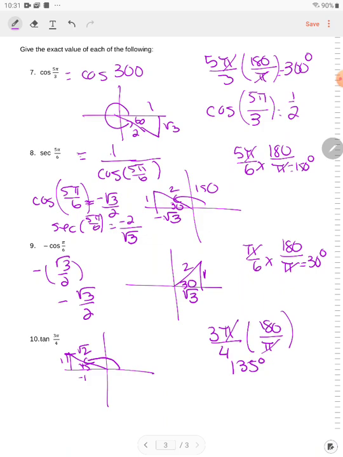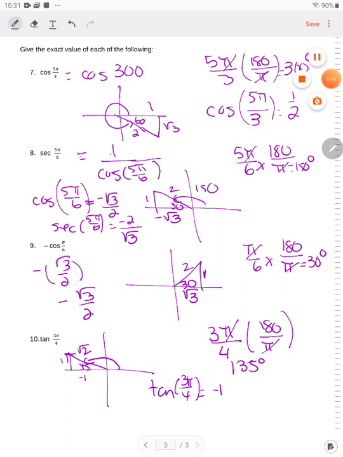And again, I'm putting the signs in for the actual, as if it was a point, not the distance, because we know distance is always positive. So tangent of 3 pi over 4 is negative 1. So that's what we have for using reference angles and radians and degrees to find the trigonometric function values.